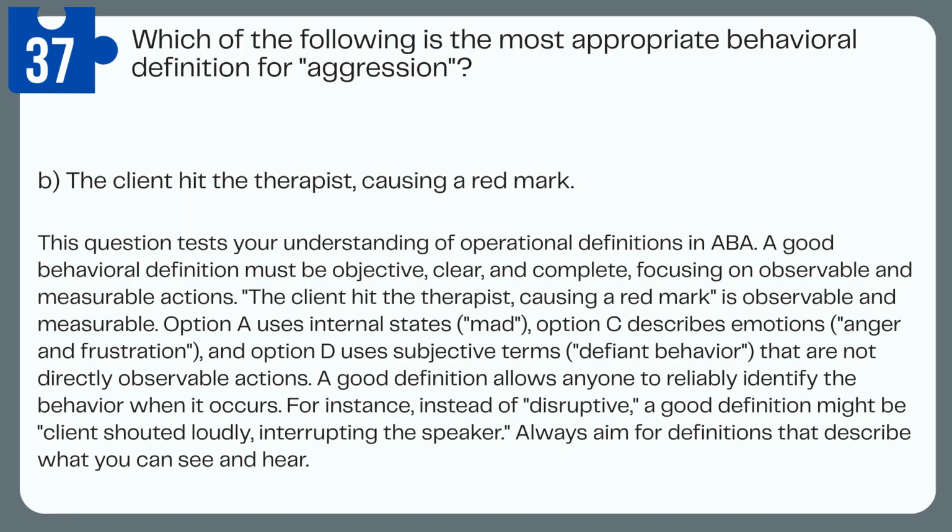Option A uses internal states, mad. Option C describes emotions, anger and frustration. And option D uses subjective terms, defiant behavior, that are not directly observable actions. A good definition allows anyone to reliably identify the behavior when it occurs. For instance, instead of disruptive, a good definition might be client shouted loudly, interrupting the speaker. Always aim for definitions that describe what you can see and hear.